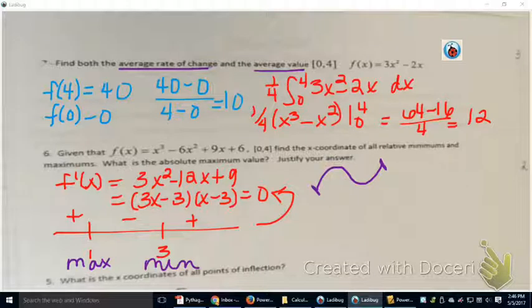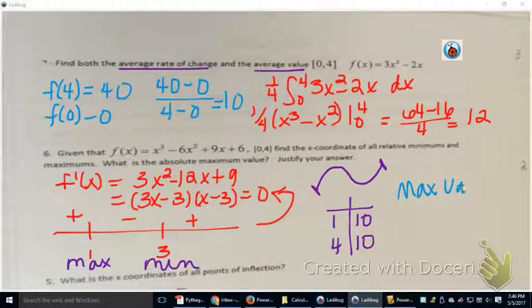So I explained the relative mins and maxes, but now to find the absolute max, I need to take all the maxes, which I know are at 1 and at 4. I want to plug those into the original equation. They both give me 10. So don't forget when it says maximum value, it wants the y value, and the y value here is 10.